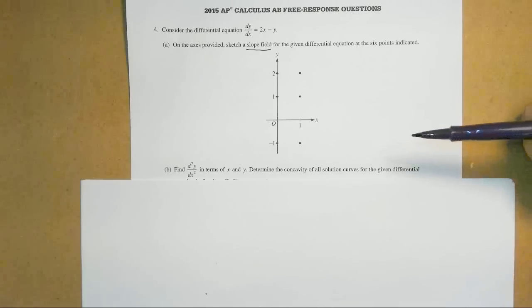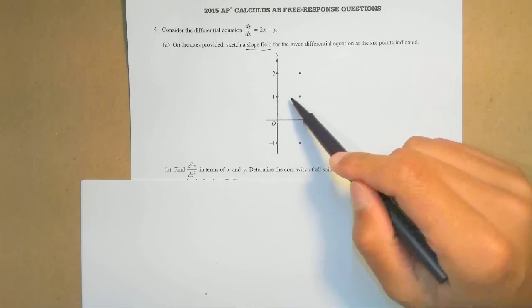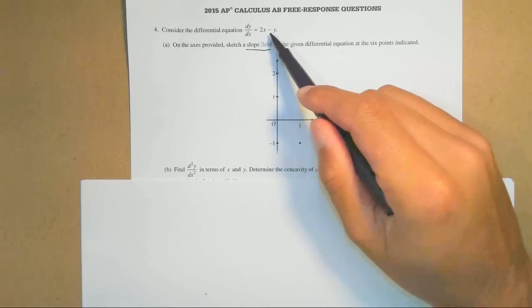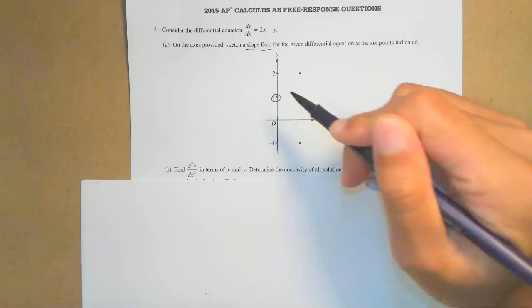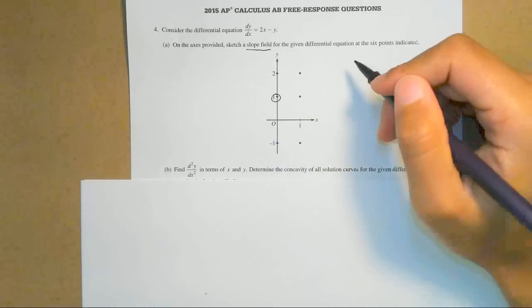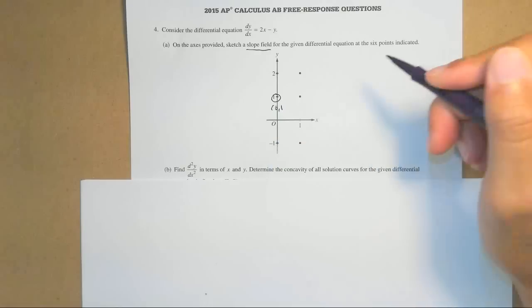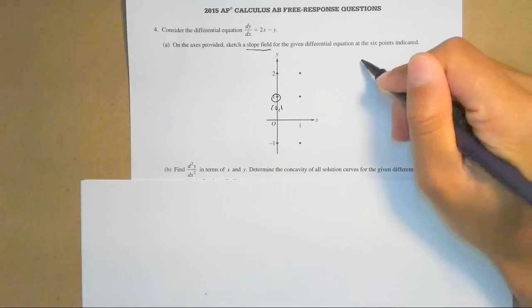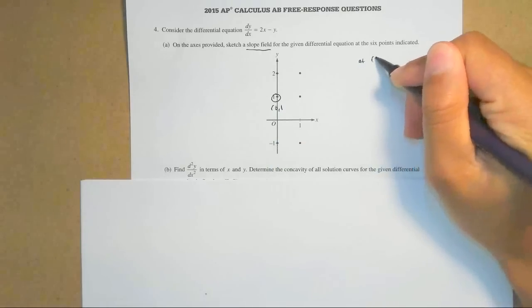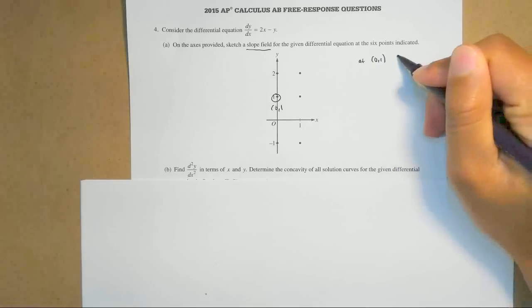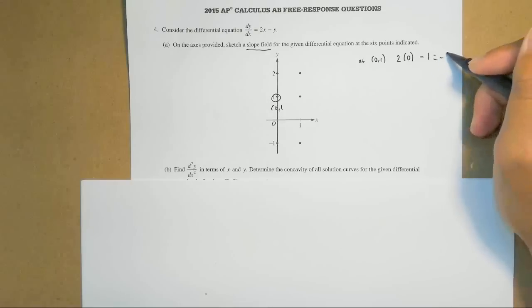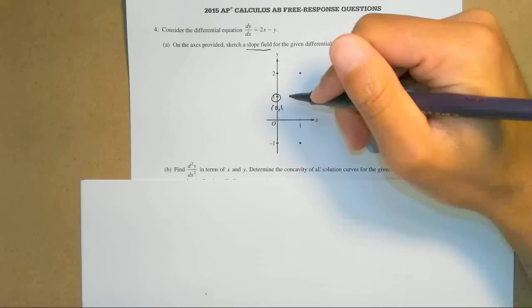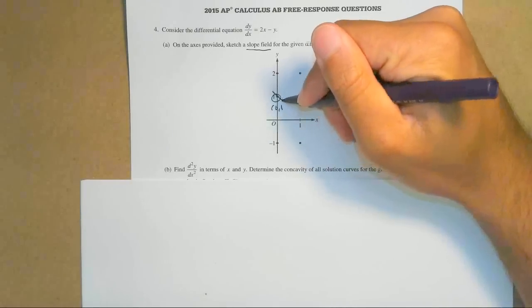So what I'm going to do is I'm going to take every single one of these points, and I'm going to plug it into here. So for example, we'll do 0, 1 first. Okay? So when we plug it in, x is 0. So at 0, 1, this is going to be 2 times 0, the x, minus 1, which is going to equal negative 1. Which lets me know that my slope should be a negative line, something like that.